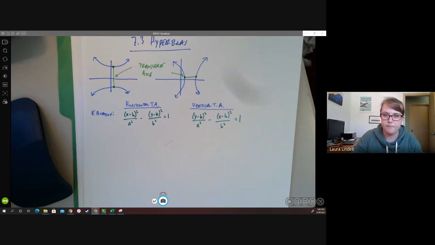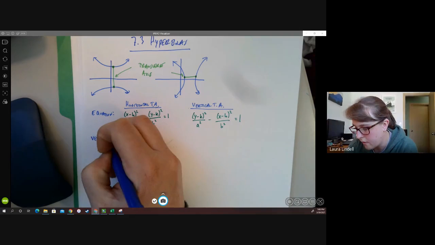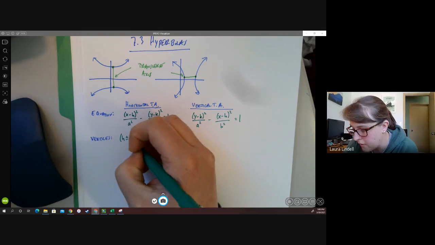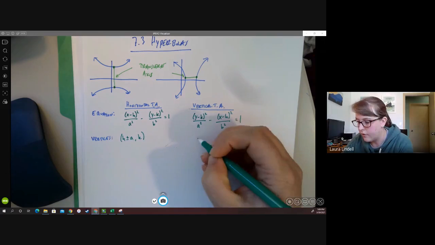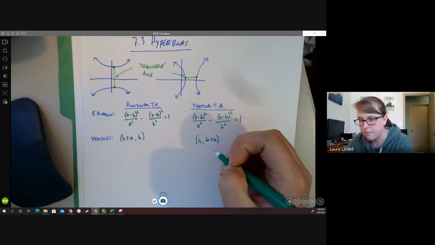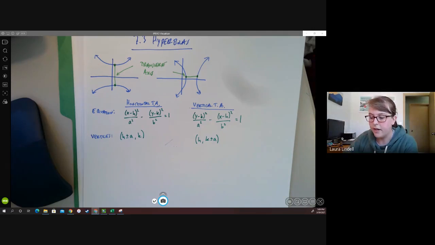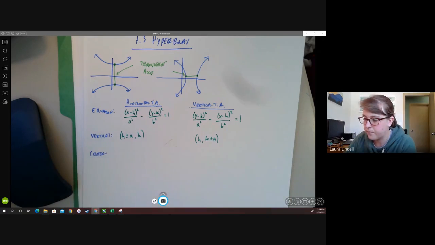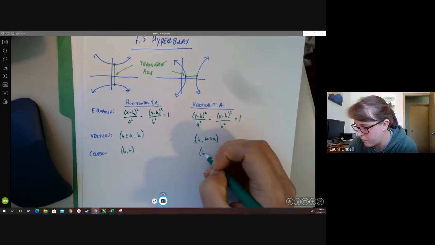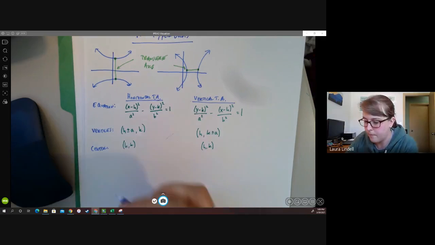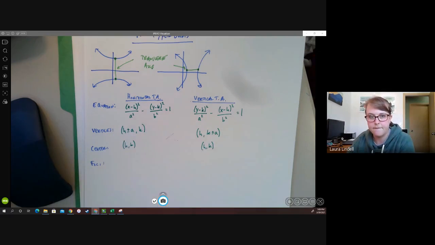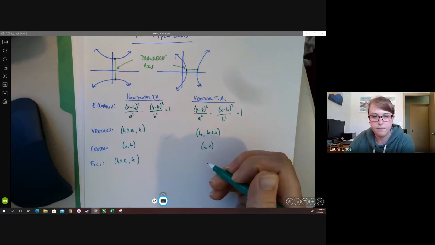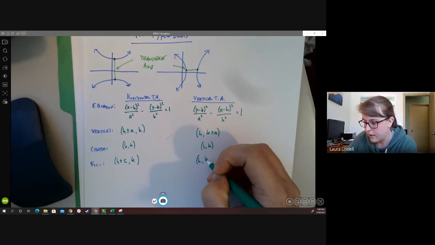All right, so we have the equation. We have the vertices. For the horizontal one, it's h plus or minus a, k. And then for vertical, it's h, k plus or minus a. The center is (h, k), just like it has been this whole time for all of our conics. Then we have the foci: h plus or minus c, k, and we'll talk about c in a moment. And then h, k plus or minus c.